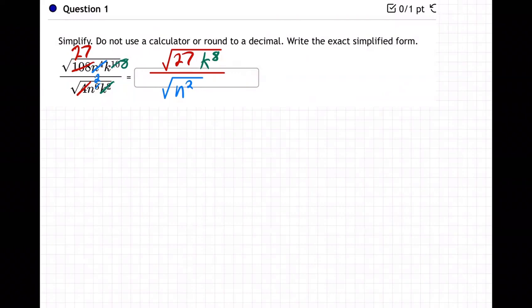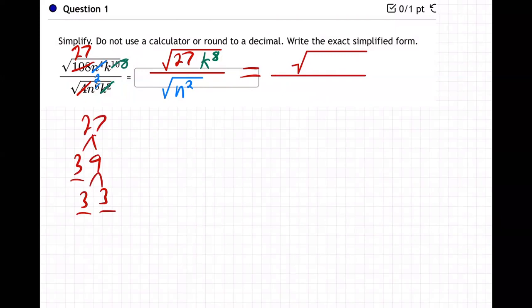Well, now we break stuff down. So if you do the 27 over on the side, it's 3 times 9, and 9 is 3 times 3. So that becomes the square root of 3 times 3 times 3, that's 27. And then we have our k to the 8.